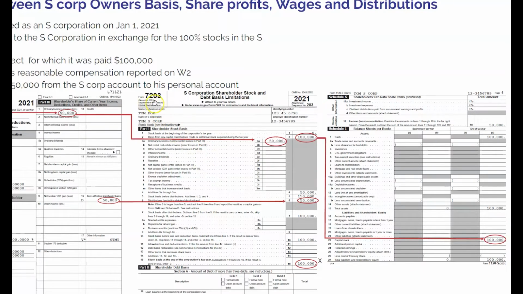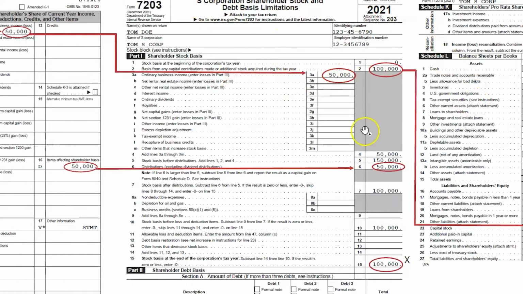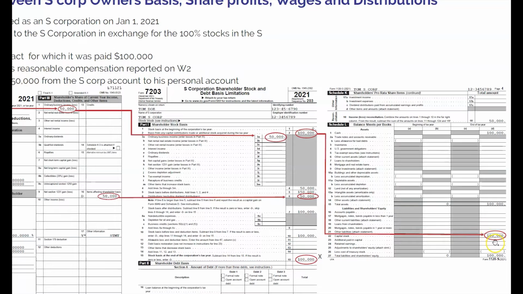Also, when you look at form 7203, this is what we use to report the basis. The money he used to purchase the stock in this S Corporation also goes on form 7203. It increases his basis. On line 2 of your 7203, it shows basis from any capital contribution made or additional stock acquired during the year. We know he transferred 100,000 in exchange for the stock. The same 100,000 you see here, you would also see on the corporation's balance sheet on line 22, which is captured as capital stock for the purpose of this example.